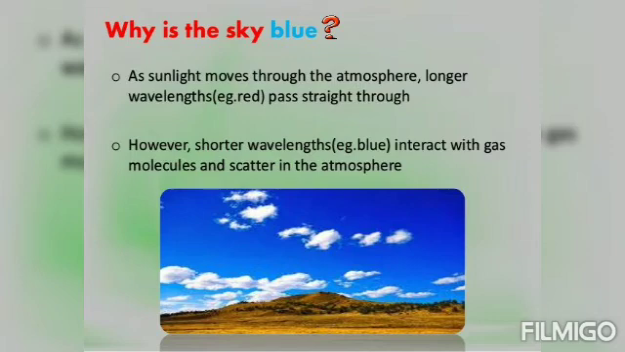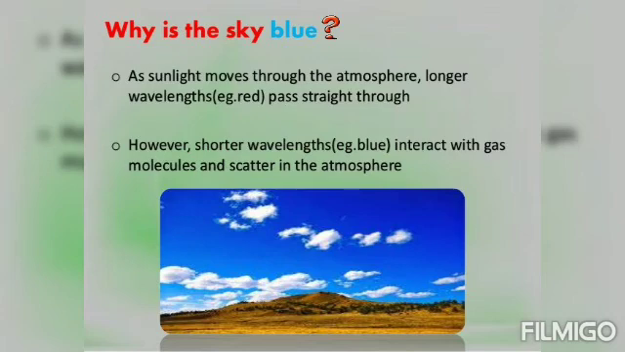It passes straight through, so the sky will not get this color. Which color scatters more? As I told you, the shorter wavelength. And which color has the shorter wavelength? Blue color has the shorter wavelength. It interacts with the gas molecules and it scatters in the atmosphere. So at last, what do you get? You get the sky as blue in color. So this is due to the scattering effect. Always remember the reason: scattering of light is the reason behind the bluish color of the sky.